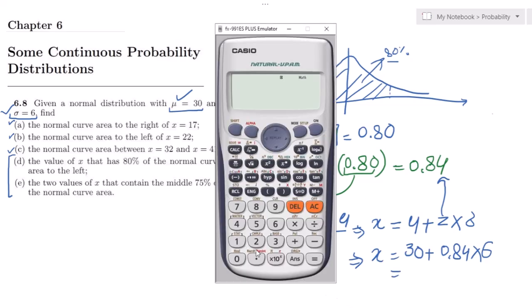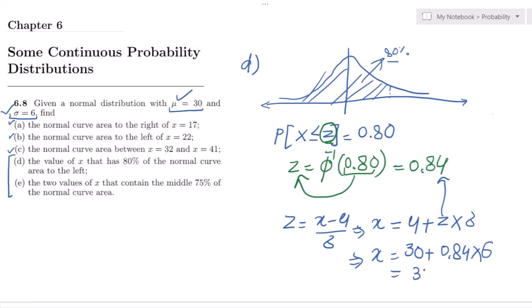So it would be 0.84 multiplied by 6, so it would be 5.04 plus 30, so 35.04. That is the value of x and the answer of part D of our question. Now let us proceed to part E.